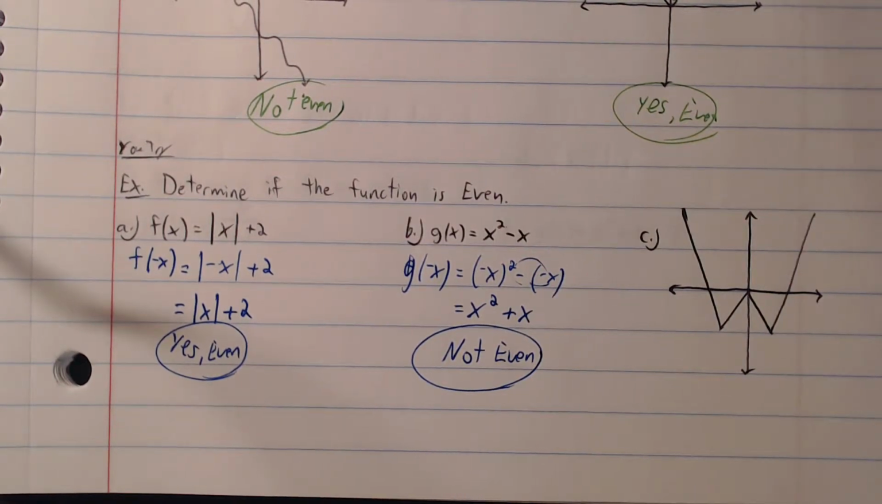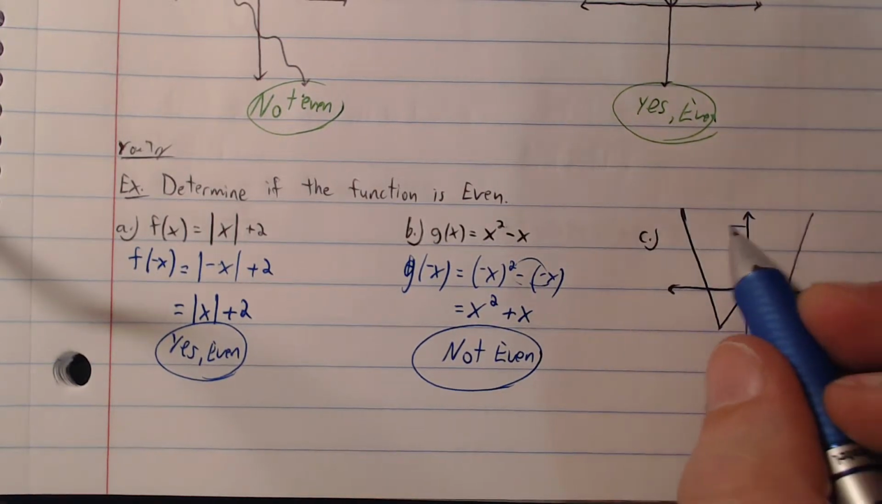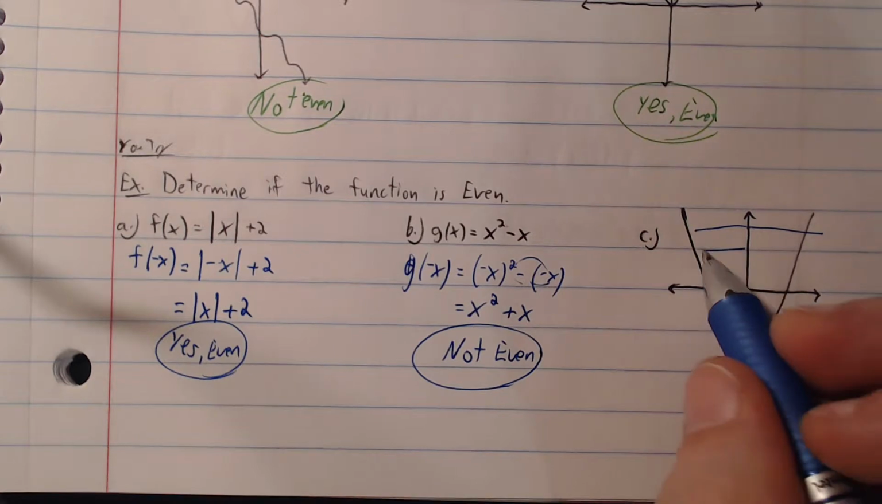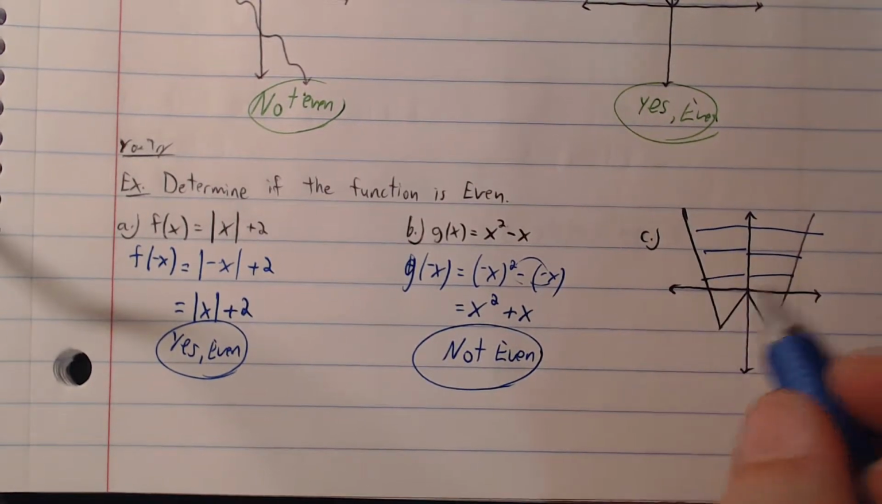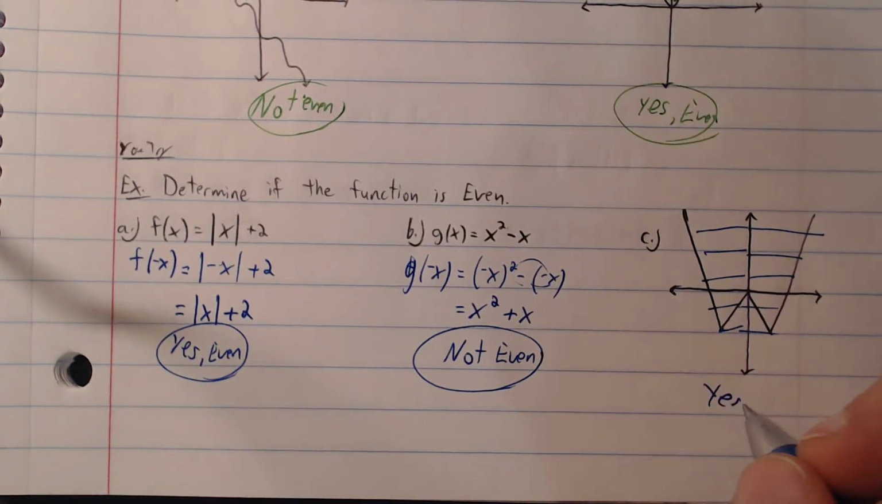And the final one, this is going by the graph. If we check out all points left and right, we notice that we have the same distance going. So we would say yes, even.